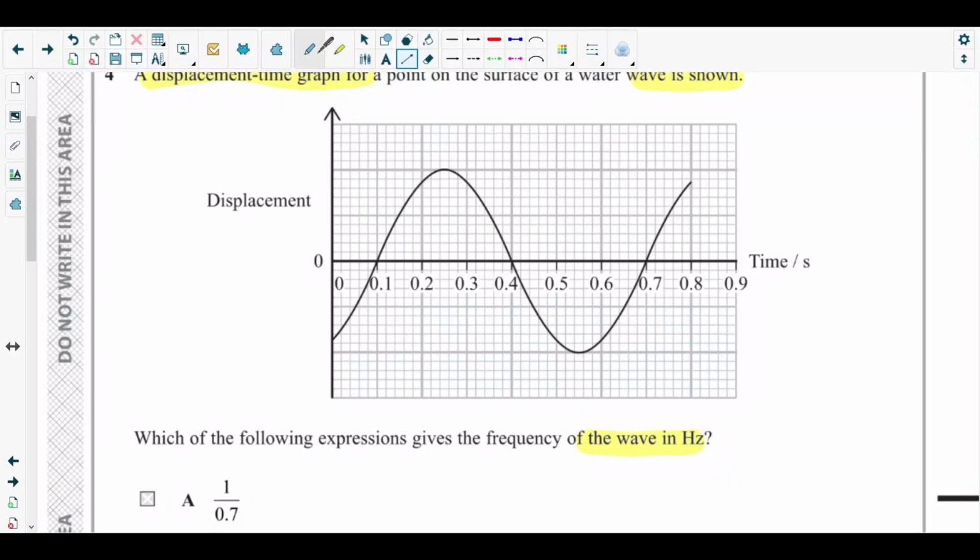Let's consider the time required. You don't need to write a dotted line. Look, time period is the time required for a complete wave, the time required for a wave to complete its one oscillation.